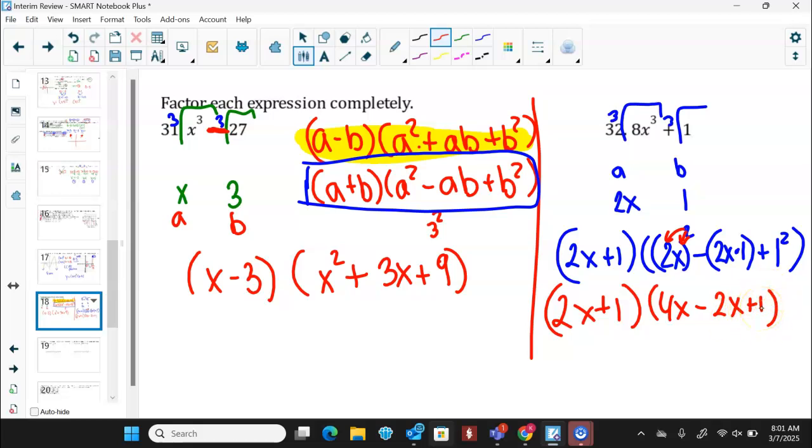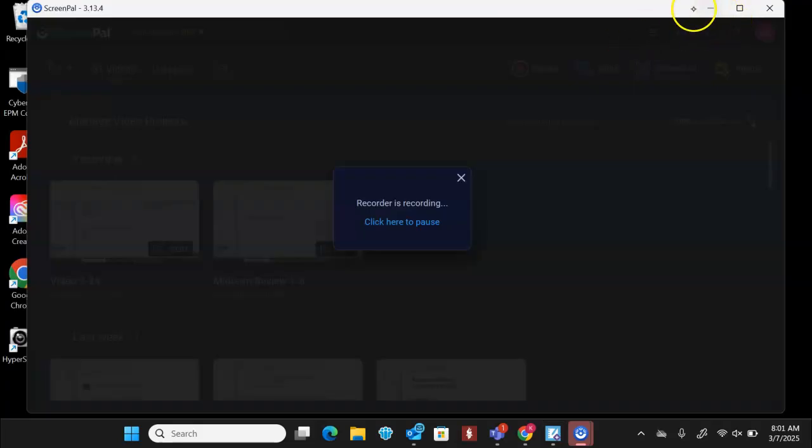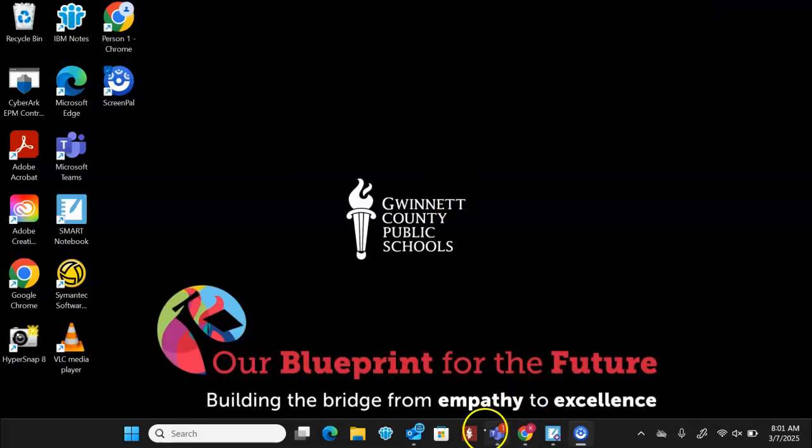Now you can again use Desmos to do that. So let me show you the first one. So you got x cubed minus 27. Let's see.